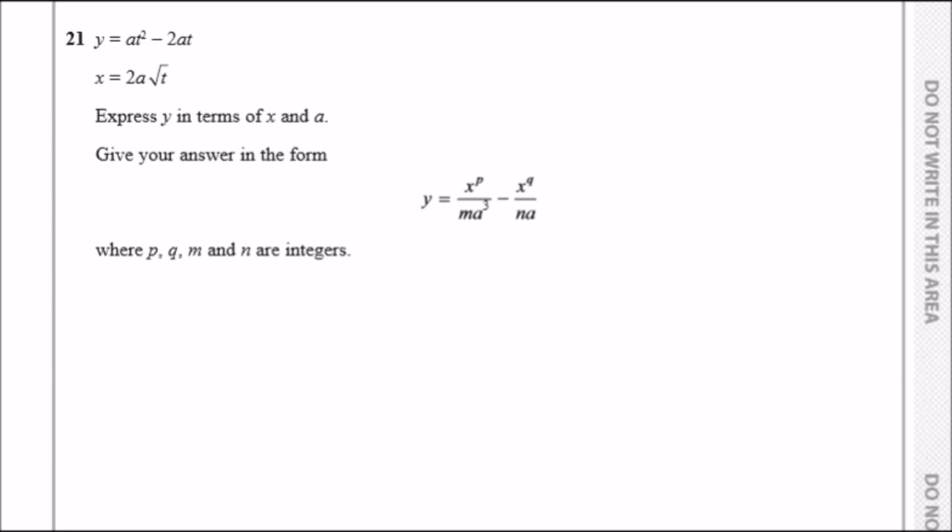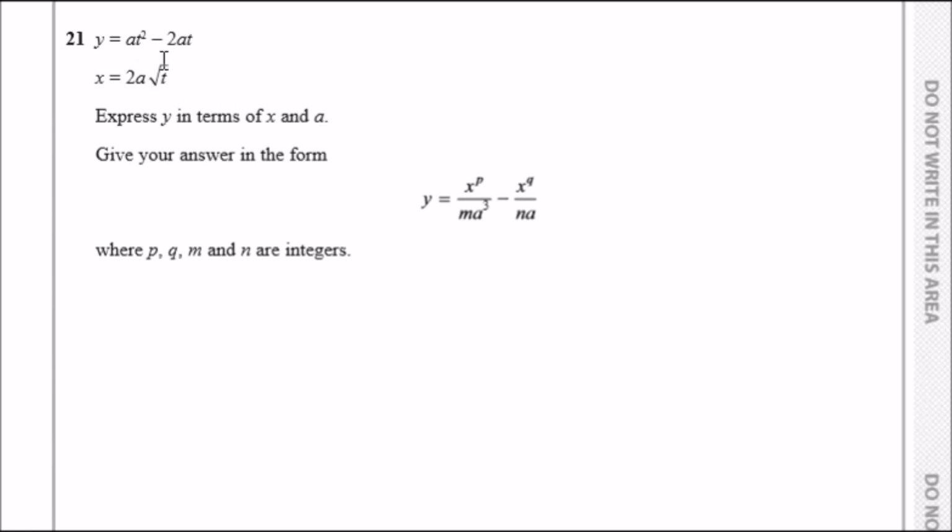So what do we have here? We've got y equals at squared minus 2at, and x equals 2a root t. Let's just absorb that quickly. Now express y in terms of x and a. Notice how they omitted the t.